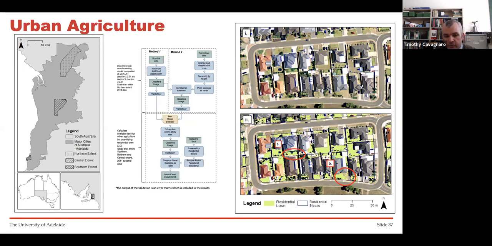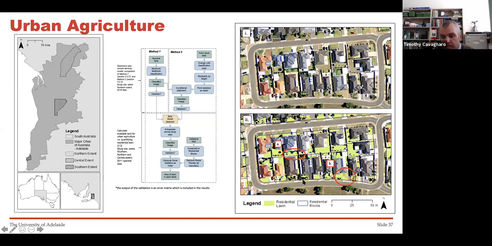And so Isabel trained the computer up to identify lawn. And so here's an output from the model where you can see, let's take this house here, for example. There's a lawn in the backyard. There's a little bit of lawn out the front. And the model, I should say, has quite successfully identified the lawn.